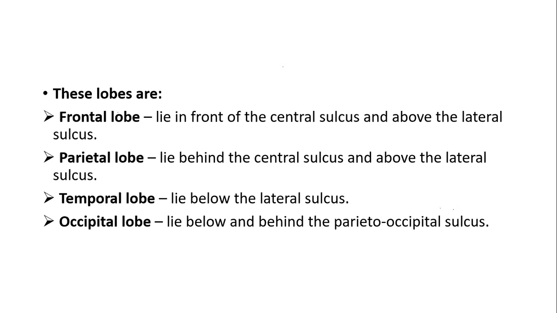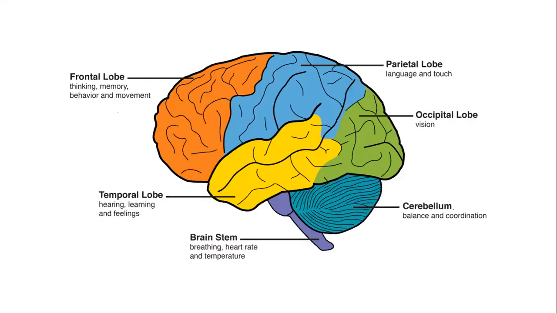So the temporal lobes are always paired. The frontal lobes are always paired. The cerebellum is also paired. The occipital lobe lies behind the parieto-occipital sulcus. So there's the frontal lobe: thinking, memory, then there's behavior and movement. So the frontal lobe controls the thinking, controls the memory, that is cognitive, controls the behavior and movement.